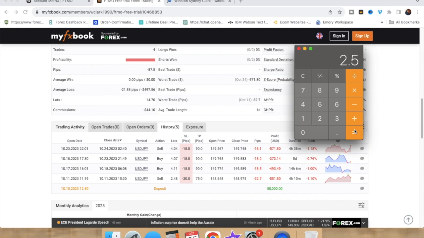So for every trade, I risked 1% to gain a reward of 2.5%. So that was the initial expert advisor, and then after I updated it, the take profit was set to 90, and the stop loss was 18. So the risk to reward on that one was 1 to 5. So for every trade, I risked 1%, and my reward to gain was 5%. So that was that.